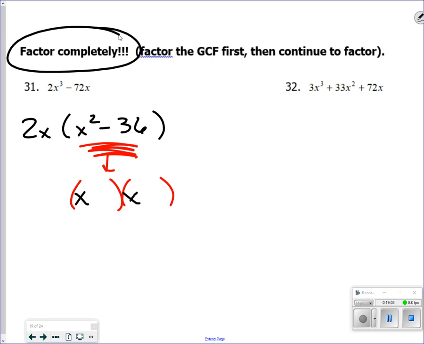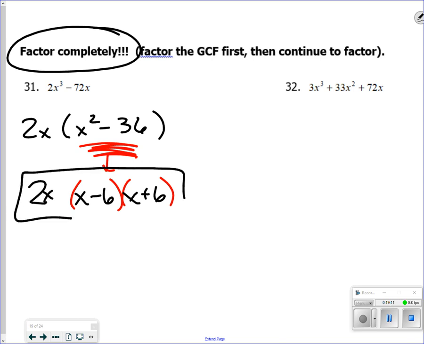x and 6 and 6 make 36. So it's the difference of two perfect squares. Do not forget the GCF when writing your answer. So again, take the GCF out first, then continue to factor. And this is exactly what the directions are going to tell you, basically what you need to be looking at. So take out the GCF.